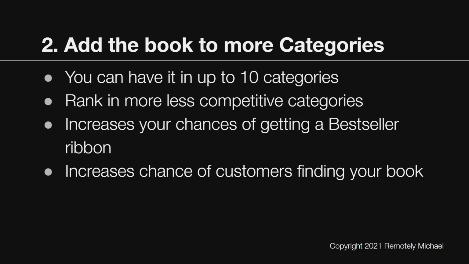less competitive categories. So what you may have seen on Amazon is a little bestseller ribbon, and there are some categories on Amazon that are really easy to get the bestseller ribbon. You only need to sell 1 or 2 or 3 copies that day, and you will get a bestseller ribbon. It doesn't work for every category.